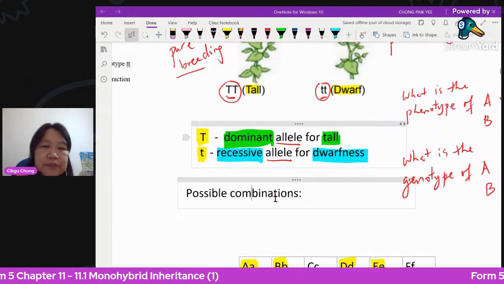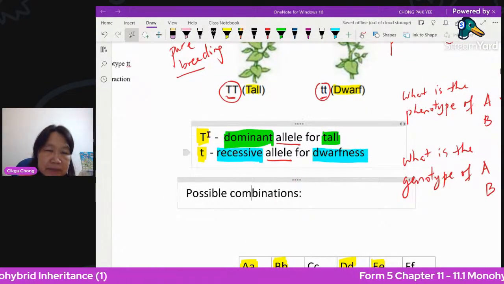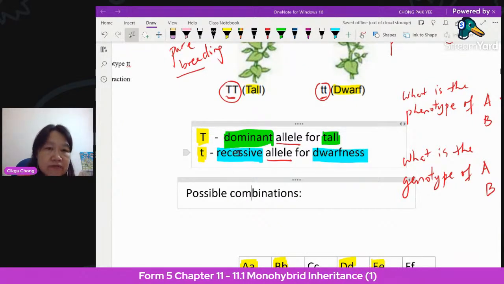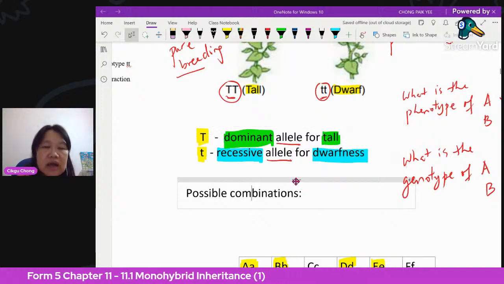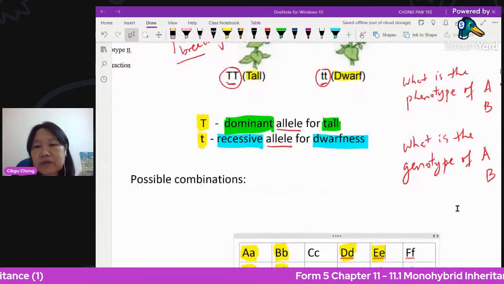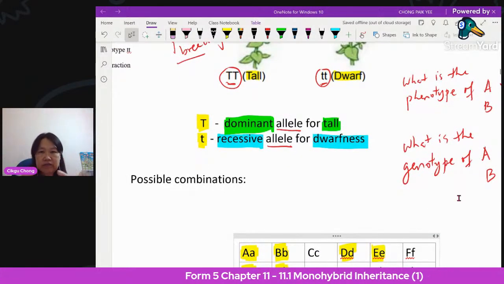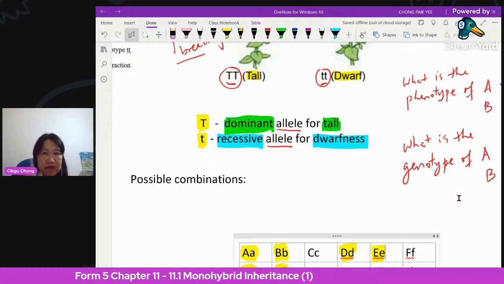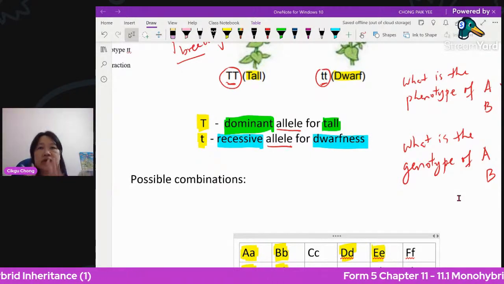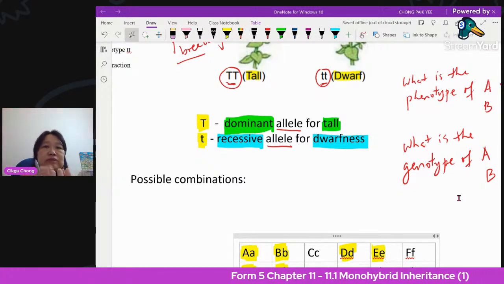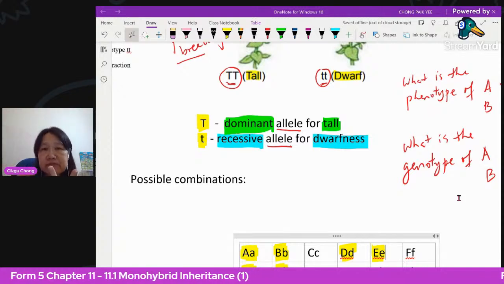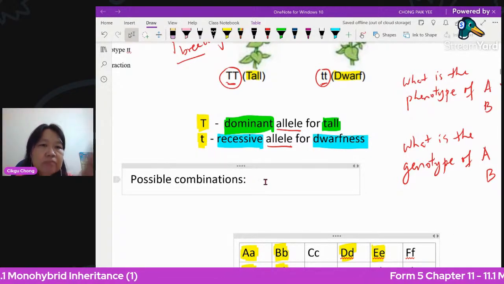If I tell you a plant has capital T as the dominant allele for tall, and small t as the recessive allele for dwarfness, what kind of possible combinations can a plant have? What kind of genes can a plant have? Remember that an individual must inherit one from the father, one from the mother. So you must have two alleles inside there. You cannot have just one allele. One allele means there's no fertilization. How can you produce the next generation? You must have two, because one came from the father, one came from the mother.